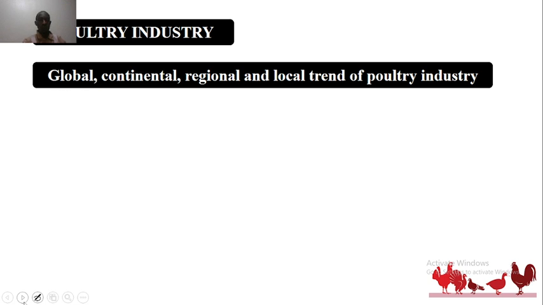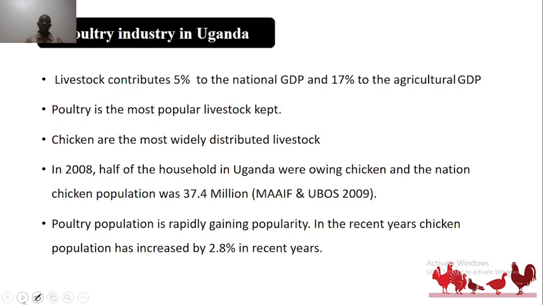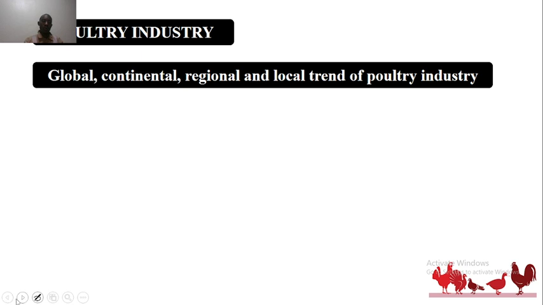Try to look at the global and the continental trend of poultry, but generally poultry is the leading livestock. We see that in some countries they're already in millions. For example, in South Africa they're already at 200 million.